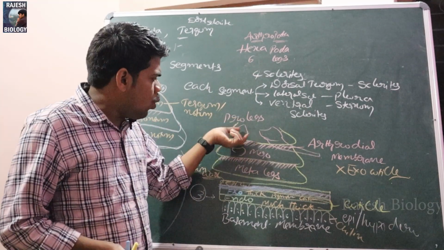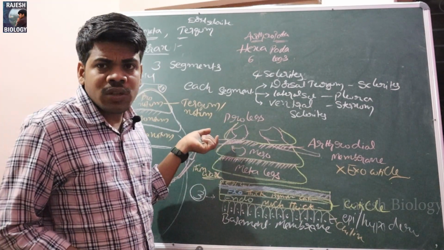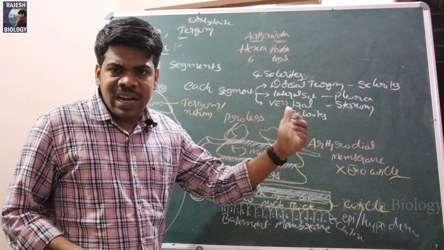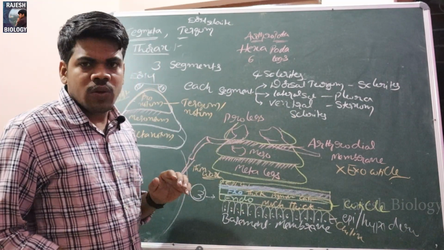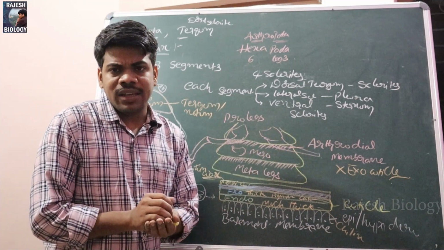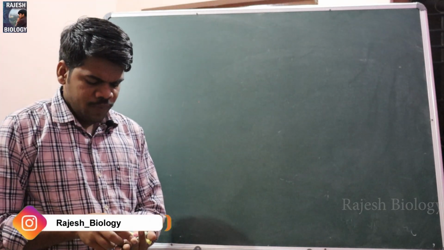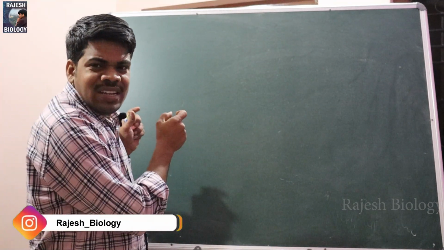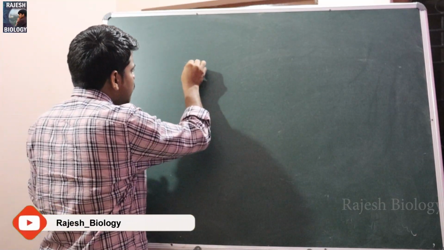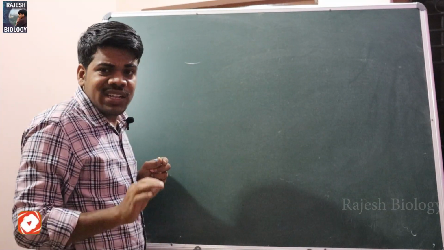That's why I'm going to take one leg from this cockroach, first segment or any one segment, and explain that leg in this class. So let me erase all these things from the board, then I'll explain the leg. Right. So now I'm going to take the structure of the leg. Each leg contains 5 parts.